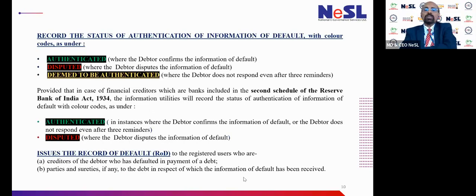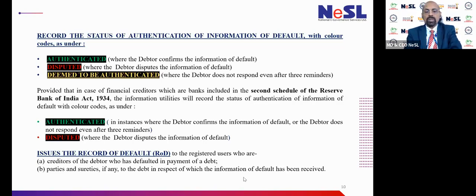Once this authentication process is started, the IU has to record the status of authentication of information of default with color codes. There are three kinds of color codes: authenticated, where the debtor confirms information of default; disputed, where the debtor disputes information of default; and deemed to be authenticated, where the debtor does not respond even after 3 reminders. Of course, it is stated there that in case of financial creditors which are banks included in the second schedule of the RBI Act 1934, information utilities will record the status of authentication of information of default with color codes as under. There are only 2 color codes in case of banks which are included in the second schedule of the RBI Act.